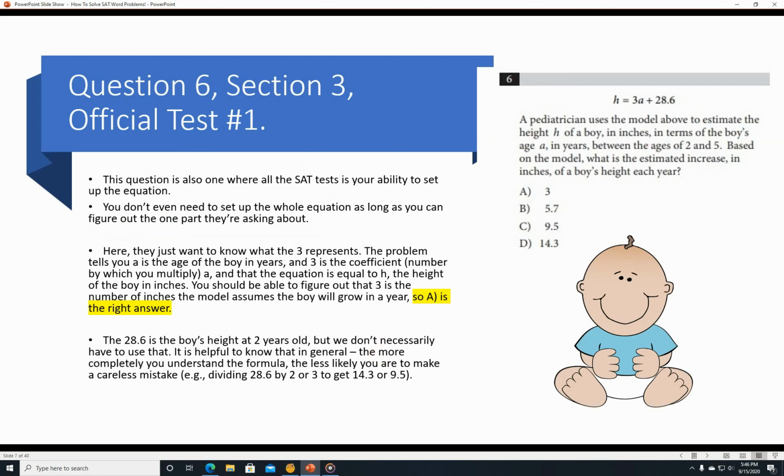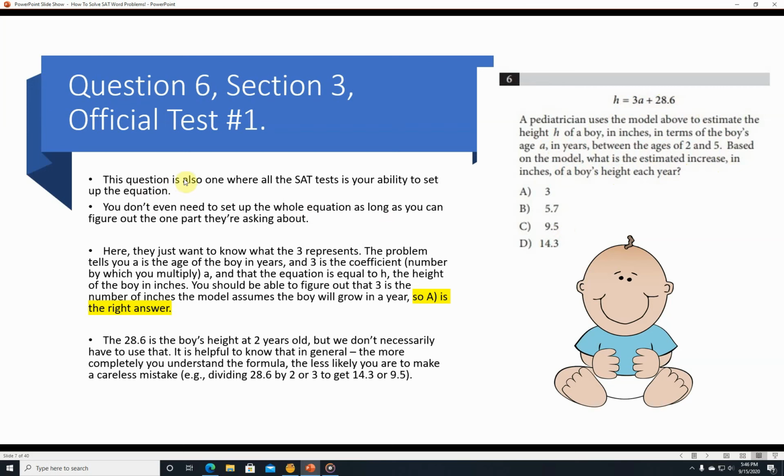Question 6, section 3, official test number 1. So here we have question number 6. A pediatrician uses the model above, h equals 3a plus 28.6, to estimate the height h of a boy in inches in terms of the boy's age a in years between the ages of 2 and 5. Based on the model, what is the estimated increase in inches of a boy's height each year?